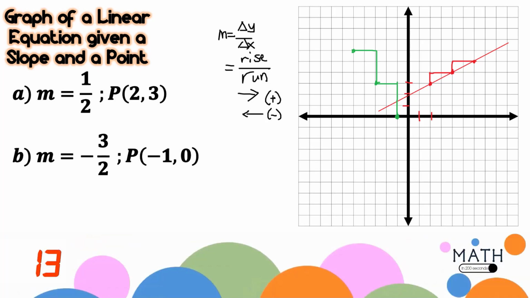Connecting them, we will have this line, and this is the graph of the line with slope of -3/2 and with one of its points at (-1, 0).